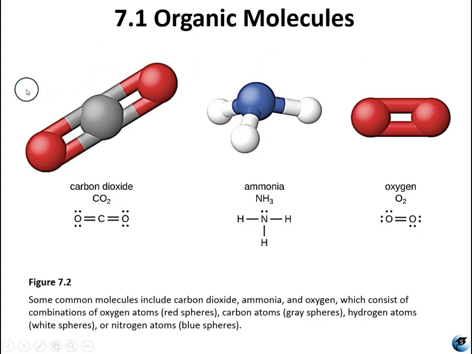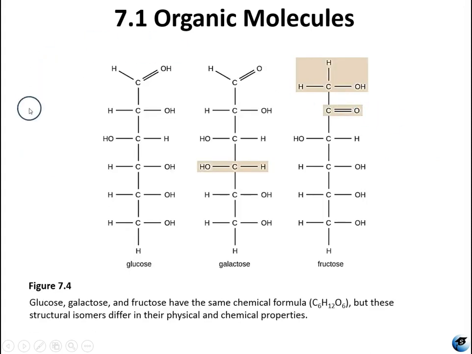Okay, so let's look at some figures. These are some basic illustrations of common molecules. So you have your carbon dioxide. This would be an illustrated model of carbon dioxide with a carbon in the middle and two oxygens that are double bound. This here is ammonia, so there's nitrogen in the middle, with hydrogen, hydrogen, hydrogen. And oxygen is just two oxygen atoms that are bound with a double bond.